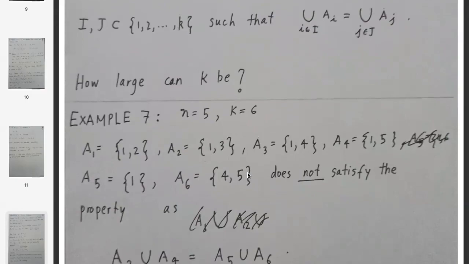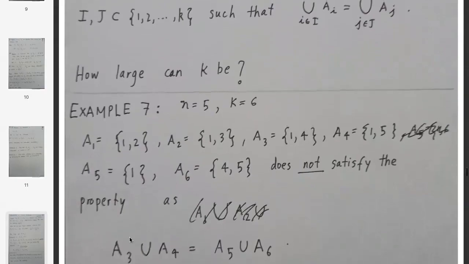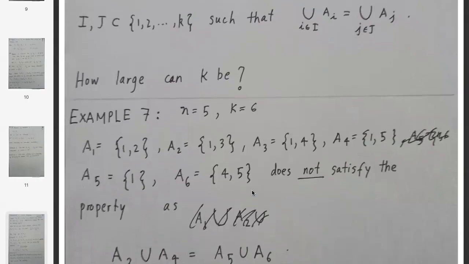This does not satisfy the property because we can group A3, A4 versus A5, A6 such that A3 union A4 is equal to A5 union A6. We are allowed to ignore some sets. So we ignored A1, A2, and we took on one side A3, A4, and on the other A5, A6, and the unions were the same because A3 union A4 was just {1,4,5}, and A5 union A6 was also {1,4,5}. So these sets do not satisfy the property. The question was, if they satisfy the property, how large can the collection be?